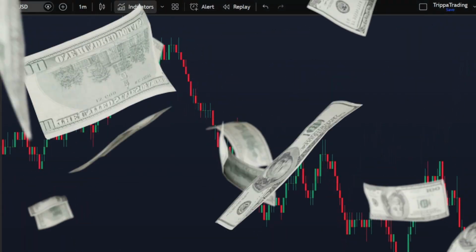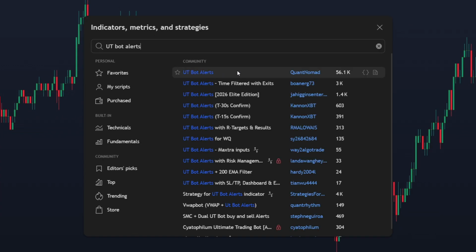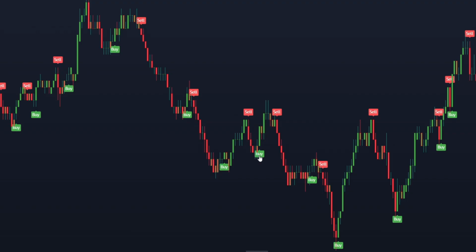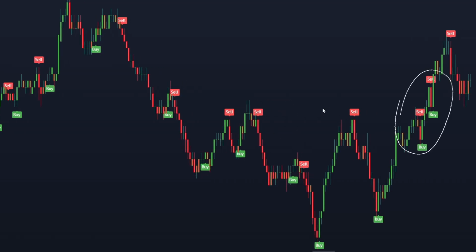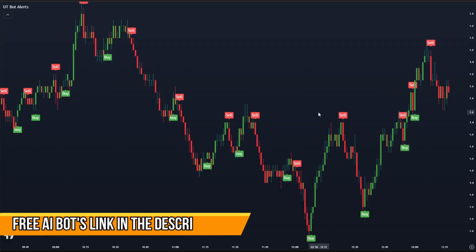money. First one, indicators, search UTBot alert, the one by Quant Nomad, add it. And there it is, buy and sell signals off short-term momentum shifts, and also a mess. Look at this cluster here and here. The default sensitivity is reading every twitch in price as a momentum change. Half of these you would get stopped out of before the candle even closes.